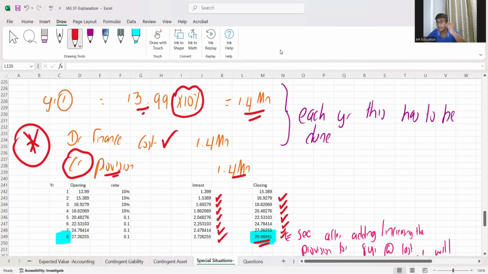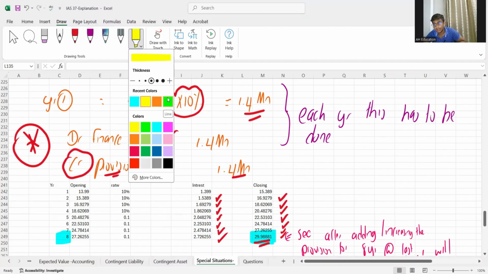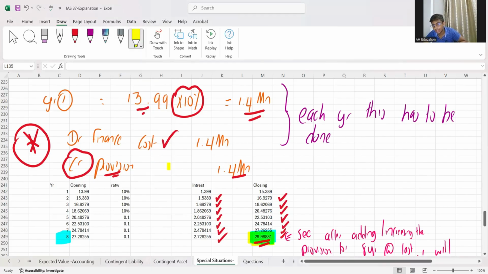Again, understand, I only do unwinding of discount for me to reflect this 30 million in my 8 years financial statement, which I will be preparing in another 8 years' time. Until that, I will be hitting my financial cost each and every year. Why am I hitting my financial cost? Because for me to increase my provision.